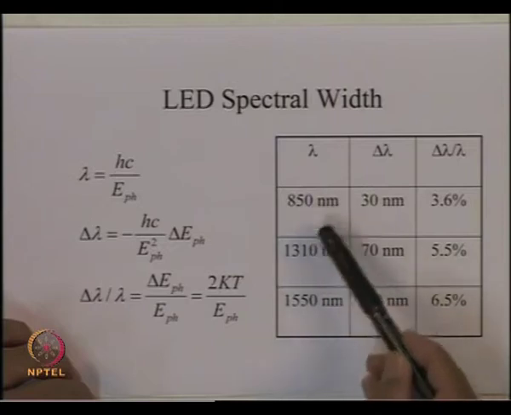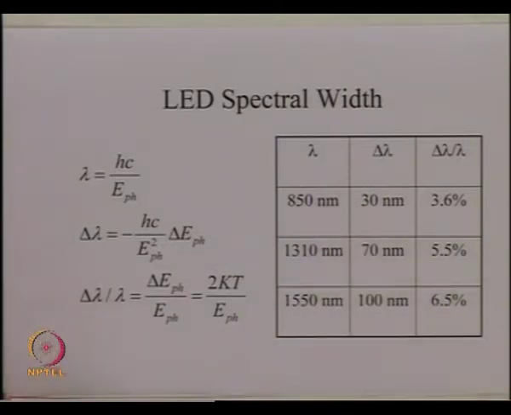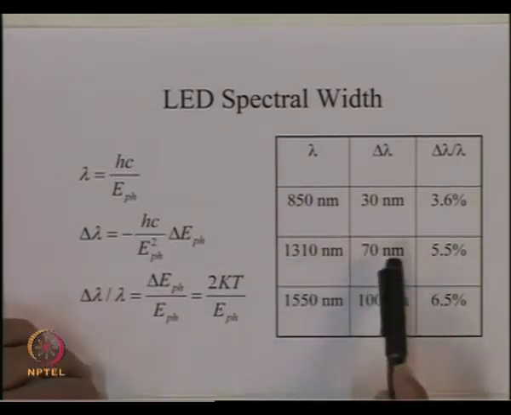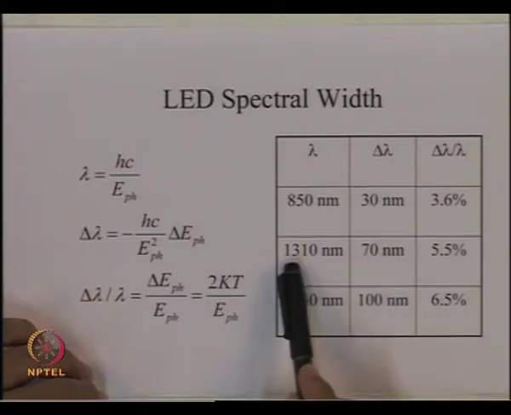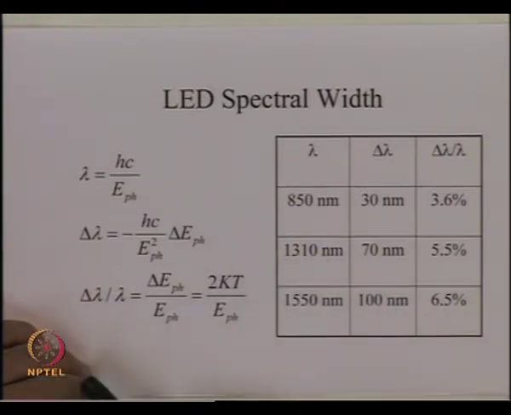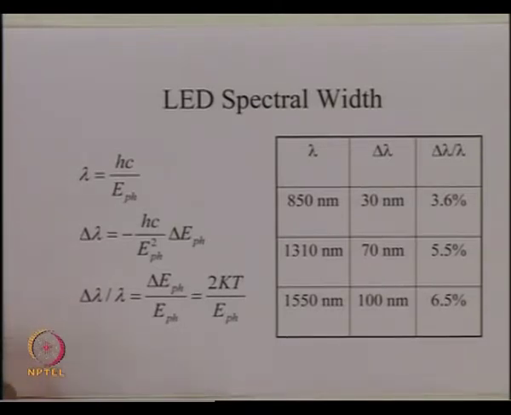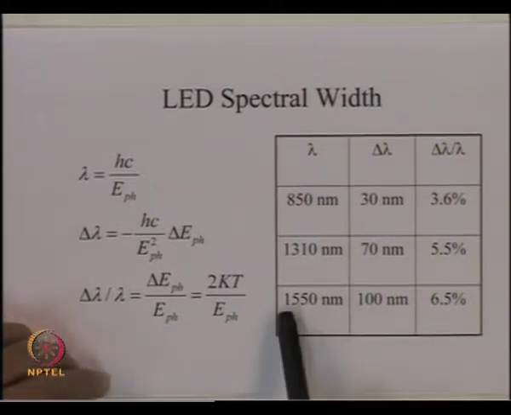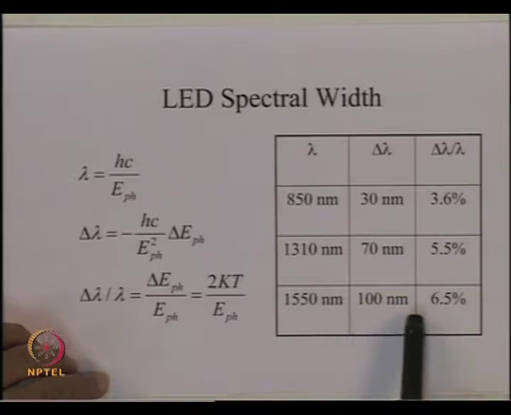Whereas, if I go to other ternary or quaternary materials for which the spectral width is 70 nanometer and emission wavelength is 1310 nanometer, the percentage spectral width is about 5.5%. And if I go to the third window of emission, which is 1550 nanometer, then the spectral width will be as large as 100 nanometer, or the relative spectral width will be 6.5%.